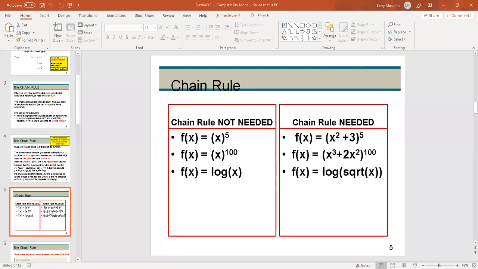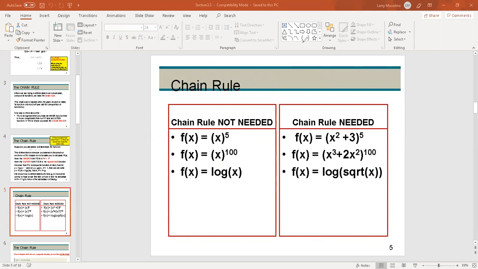Let me show you some examples of where the chain rule is not needed. That's the left side of the slide. Then the right side is going to be examples where the chain rule is needed. Notice on the left side, these examples only have the plain x inside the parentheses. When that happens, the chain rule is not needed. Let me go over to the right-hand side. Notice inside the parenthesis here is x squared plus 3. Inside the parenthesis here is x to the third plus 2x squared. Inside the parenthesis here is square root of x. Again, you can think of this as an inner function and an outer function. Here, these examples are where the chain rule would be needed.